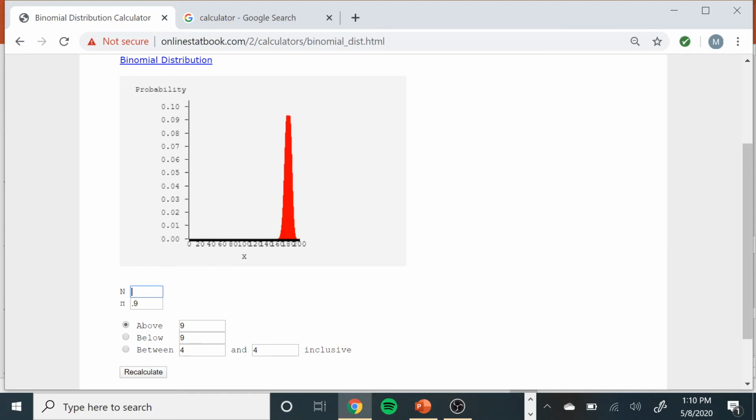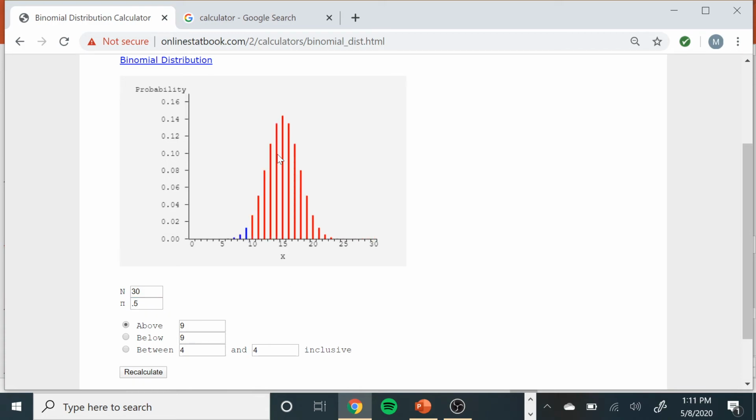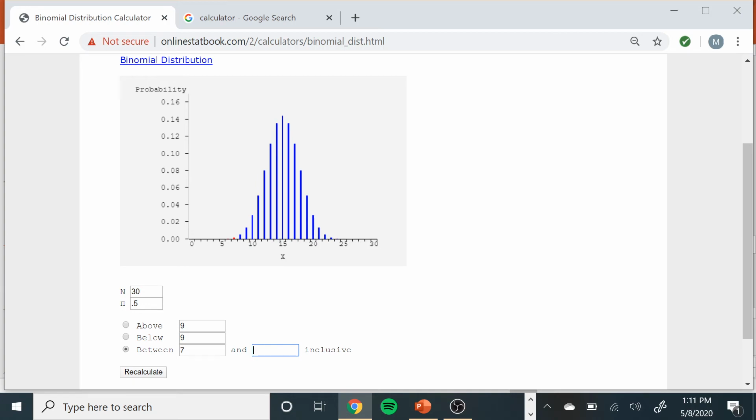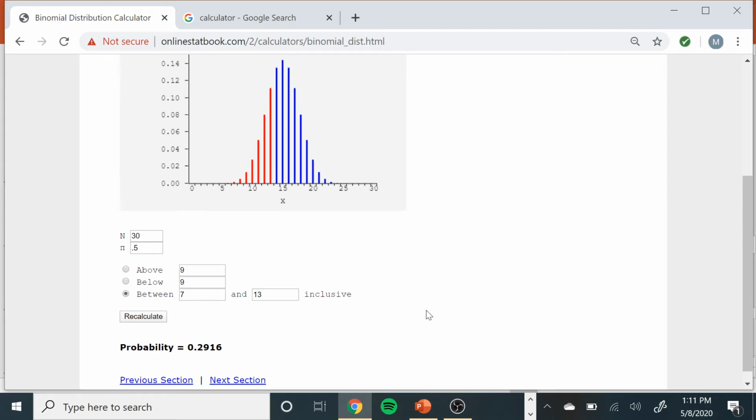Okay, so we have 30 flips, right? This is a fair coin, so it's 50-50. No skew there. That's pretty normal looking. We want to know the probability of getting between 7 and 13. Now, if I said nothing about doing a normal distribution, you'd use the binomial calculator. That's the answer right there. That's the best answer you could possibly get.